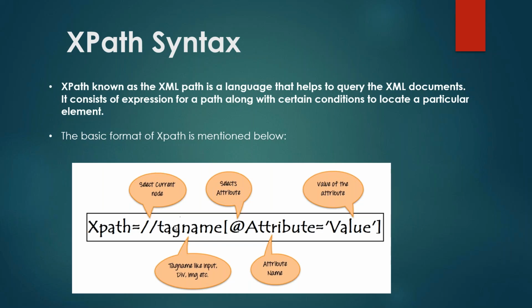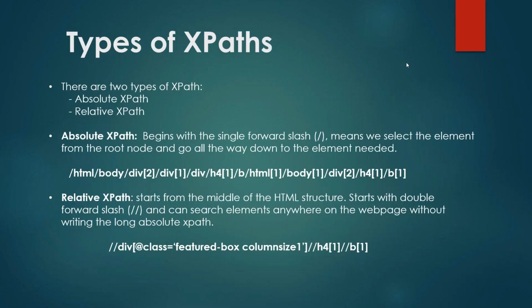This is the syntax: XPath equals double slash, tag name, square bracket, at the rate, attribute equals value. The attribute can be anything: class name, ID, or anything. The tag name comes at the start, you know what a tag name is. The attribute will be class name or ID, whatever you are using. Inside the value will be whatever the value of that ID or class name is. Okay, this is the syntax. See, there are two types of XPath: one is absolute XPath and the other is relative XPath.